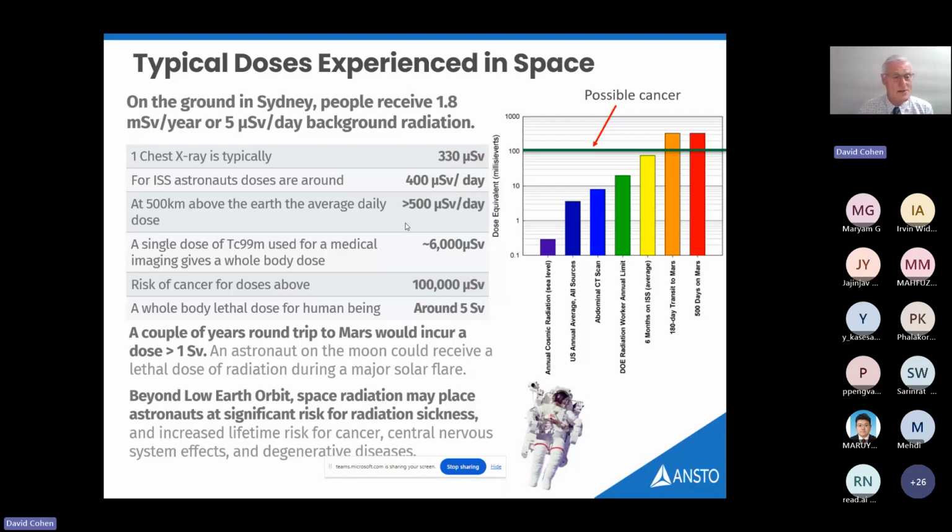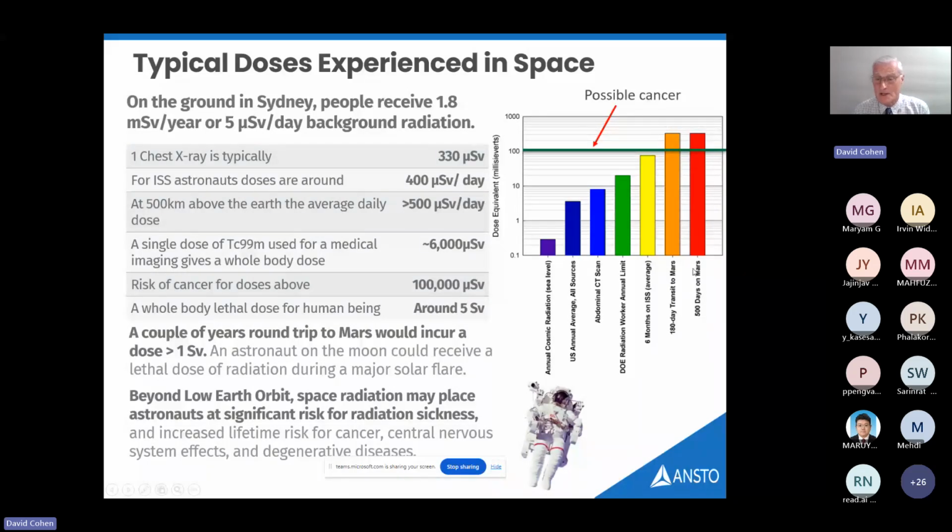And if you look down here, I've got the risk of cancer is 100,000 microsieverts. And the whole body lethal dose for a human being is around about 5 sieverts, or 5 million microsieverts. And in fact, over here, you can have a look. We're talking about going to Mars. I've drawn a line here. This is dose equivalent in millisieverts. So 100,000 microsieverts is a risk of cancer. So anything above that, you've got a risk of cancer.